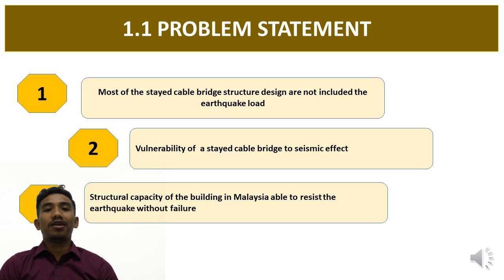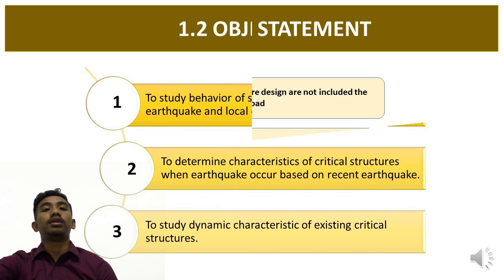A few problem statements were identified by me. The first one is that cable-stayed structures do not include the earthquake load, which creates a problem in the future. The second one is the vulnerability of a cable-stayed bridge to seismic effects. We want to figure out what the vulnerability effect is. The last one is the structural capability of buildings in Malaysia to resist earthquakes without failure, which is very important for the future.